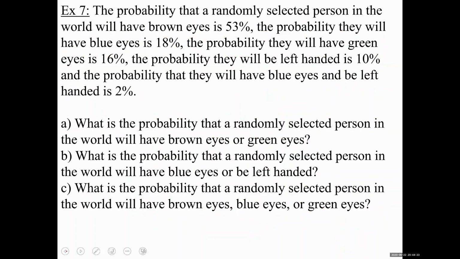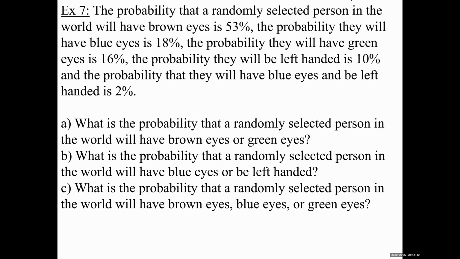The reason I have this example going is because this is an example of a problem where the absolute value formula does not work. It all depends on the information they give you. So here we go, Example 7. The probability the randomly selected person in the world will have brown eyes is 52%. The probability they have blue eyes is 18%. The probability they will have green eyes is 16%. The probability they will be left-handed is 10%. And the probability they will have blue eyes and be left-handed is 2%.